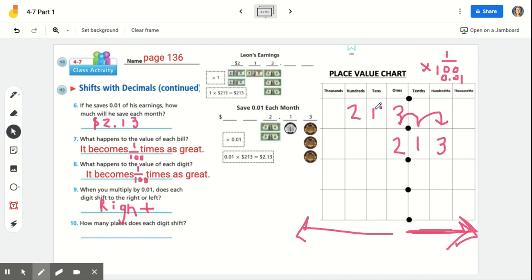The 1 in the tens went how many place values? 1, 2. The 2 went from the hundreds to the ones. 1, 2. All the digits moved over 2 place values to the right.